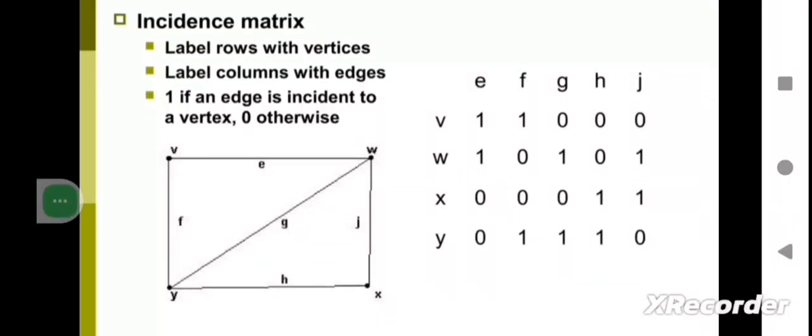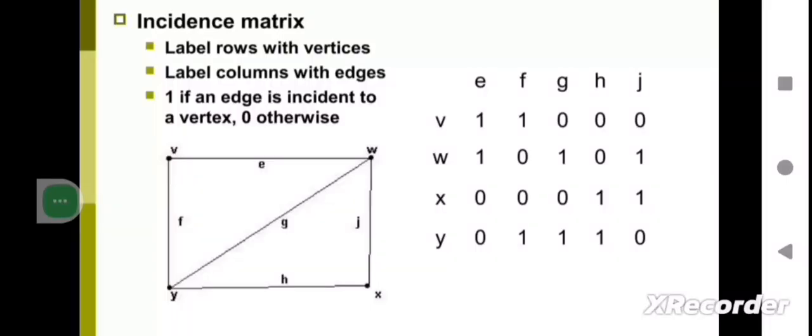First, they are choosing V, W, X, Y as vertices, and E, F, G, H, J as edges. First value, V to E. Edge E is incident with the vertex V. Therefore that value is 1. Next edge F. F is incident with V. Therefore that value is 1.